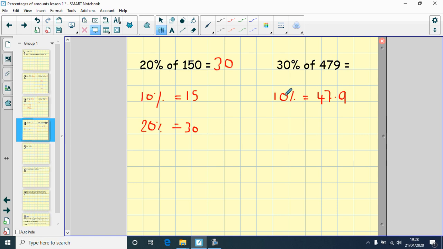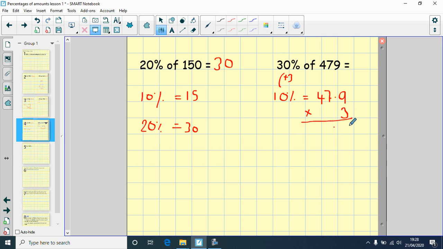47.9. But I don't want 10%, I want 30%. So what have I done to get from 10 to 30? Well, I know that I've times that by 3. So that means I've got to times this by 3. So I've got to do 47.9 times by 3. Decimal point in.